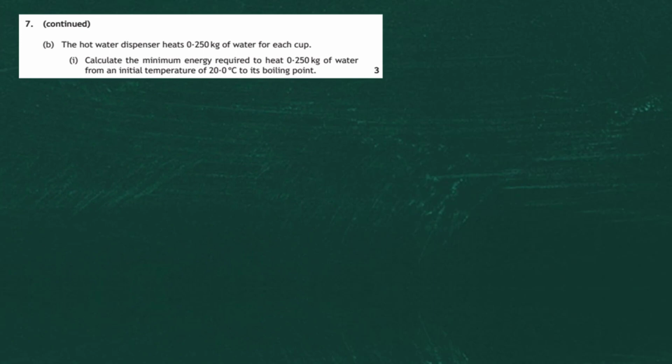Question 7, part B. The hot water dispenser heats 0.250 kilograms of water for each cup. Part I. Calculate the minimum energy required to heat 0.25 kilograms of water from an initial temperature of 20 degrees Celsius, room temperature, to its boiling point. I'll come back later on in the last part of this question and explain the minimum energy.